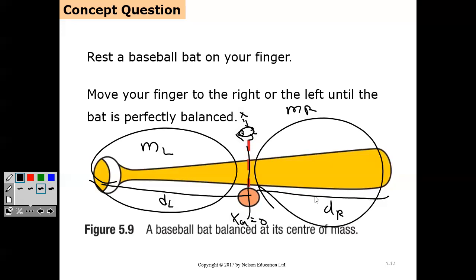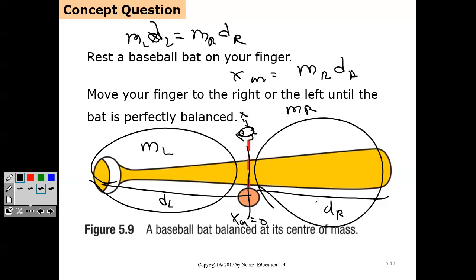What is correct is ML times DL is equal to MR times DR, because that follows from the definition of the center of mass. X center of mass is 0, right? So x center of mass is equal to MR DR plus ML DL divided by M1 plus M2. One of them is negative, one is positive, so DL is negative. So this is 0, which means ML DL is equal to MR DR.